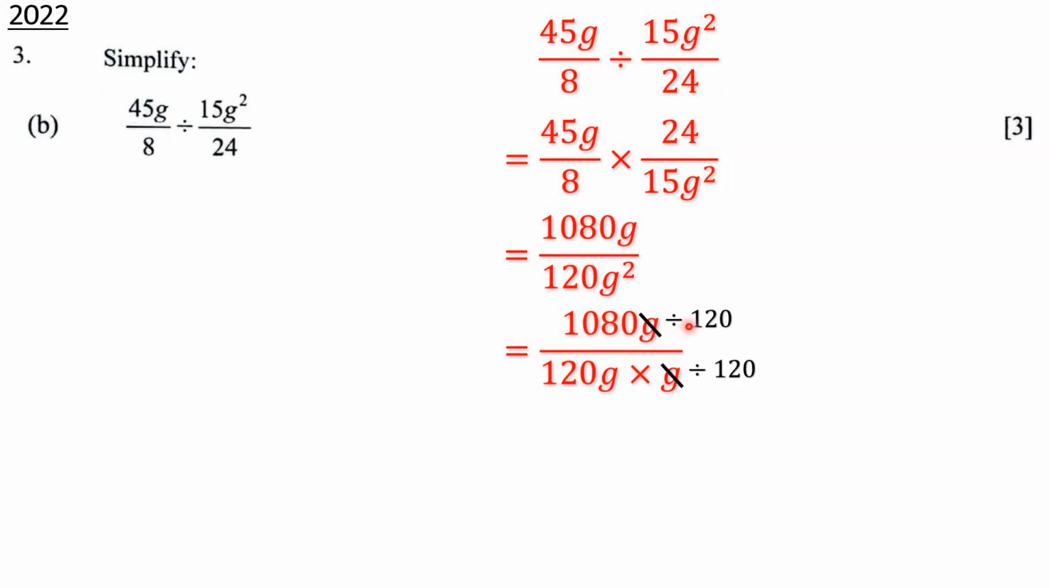And then we take this opportunity to divide. We divide top and bottom by 120. And so 1080 divided by 120 is going to give us 9, and 120 divided by 120 is definitely going to be 1. And so we have 1 times g because this g is still there. And 1 times g is definitely going to be g. So our answer is 9 over g. Okay, let's move on to the next question.